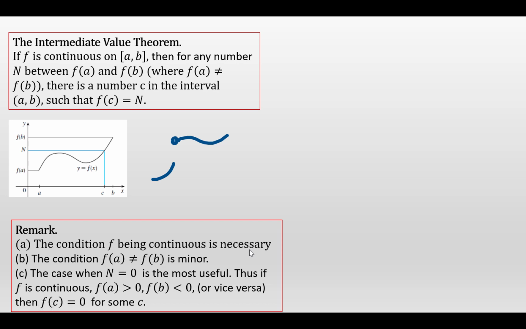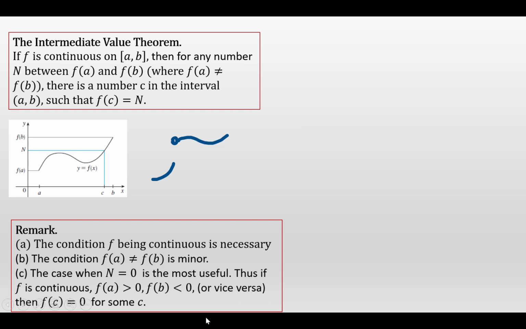My second remark is the condition f(a) is not equal to f(b) is a minor condition. If f(a) is equal to f(b), you can still find a c by simply letting c be equal to a or c equal to b. So in that case, c will be in the closed interval [a, b]. So if you simply change this interval to a closed interval, then you can drop this condition.